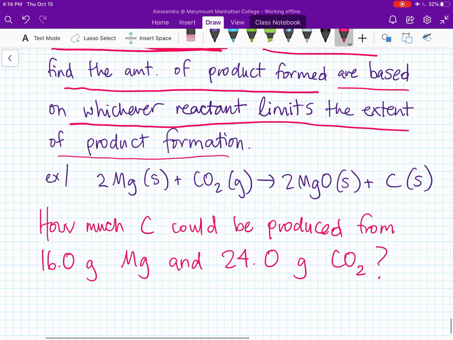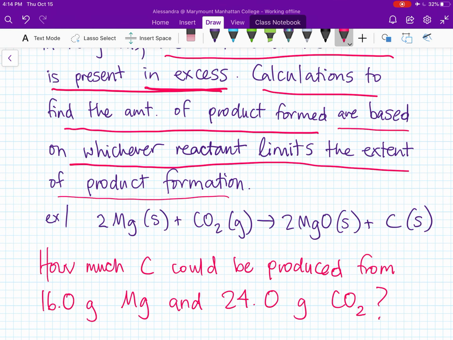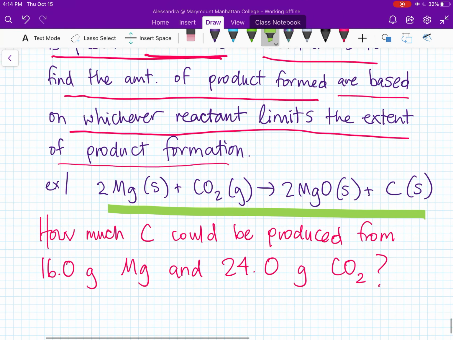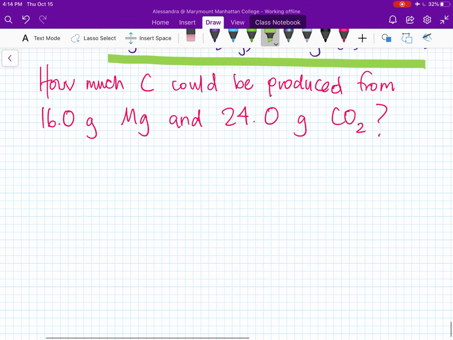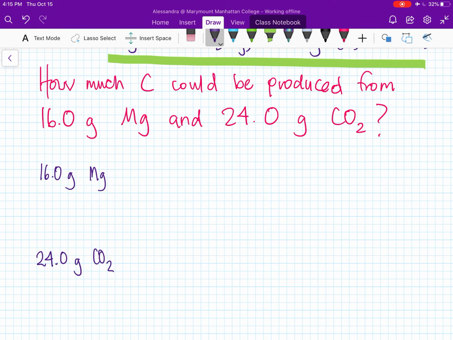So let's take that example that we just did, the reaction with solid magnesium and carbon dioxide producing magnesium oxide and carbon. I have the balanced equation for it here. Looking at that reaction, how much carbon could be produced if we are using 16 grams of magnesium and 24 grams of carbon dioxide? Here we need to do not one calculation, but 2 calculations. We have to figure out how much carbon could be produced from the 16 grams of magnesium, and how much carbon could be produced from the 24 grams of carbon dioxide. These are 2 similar stoichiometric calculations, but we need to do both of them.